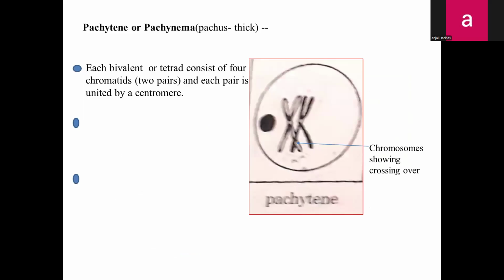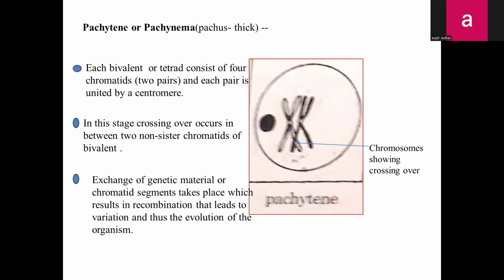अभी पैकिटीन. पैकी का मतलब क्या है? थिक. So each bivalent or tetrad consists of 4 chromatids. अभी ये देखो 1, 2, 3 and 4. And each pair is united by centromere. In this stage, crossing over occurs between two non-sister chromatids of bivalent. Crossing over होता है यहाँ पे.